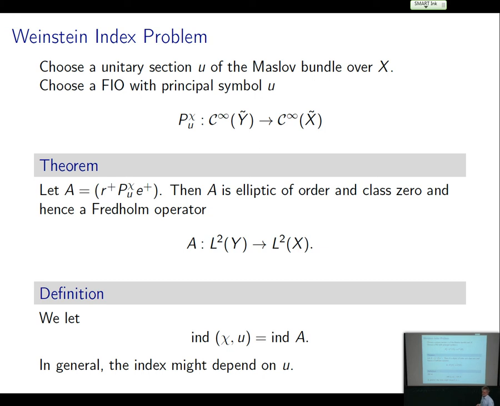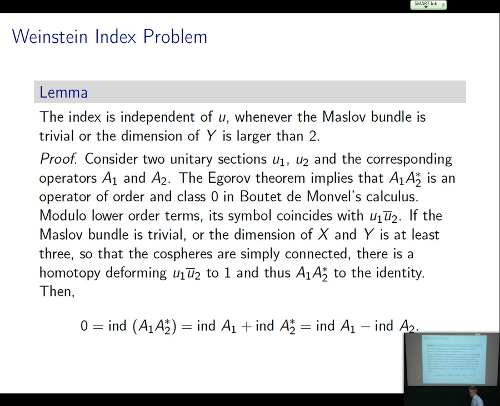As in your lecture you said, no lecture should be without a proof. Let's go to the proof of this. It's actually a very simple lemma. Why is this independent of the choice of u? If the Maslov bundle is trivial, then you just take 1 as the principal symbol, and then you don't have much choice of a section in this thing.